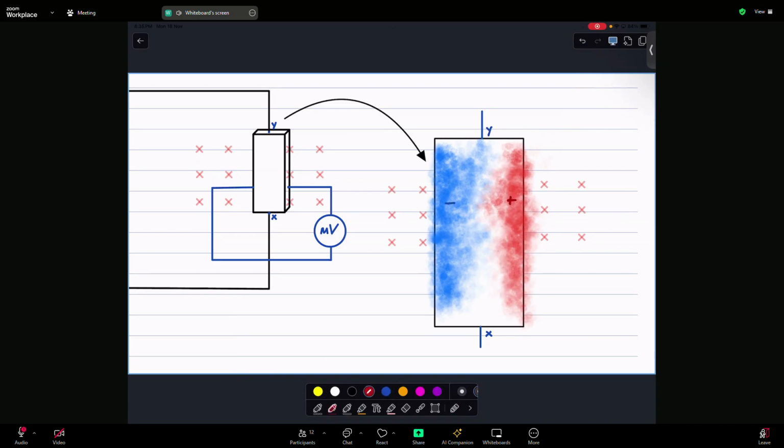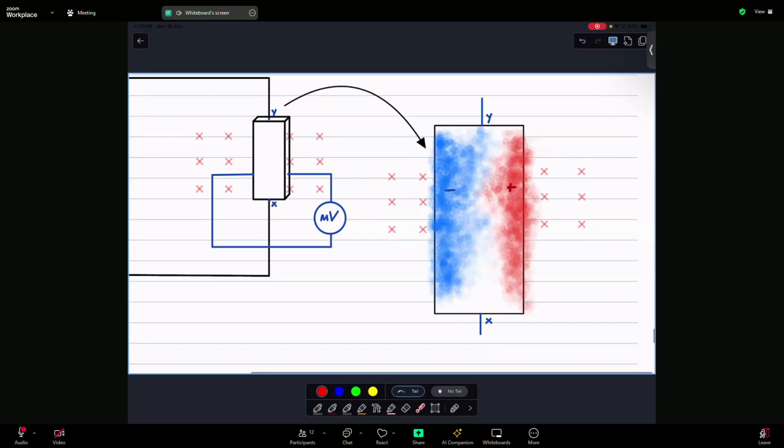Isn't that the perfect requirement for an electric field? That there are opposite charges out there. And once you take a voltmeter and connect it across these two sides, the voltmeter will find the potential difference between the two sides. And that is the reason you have a voltage here.